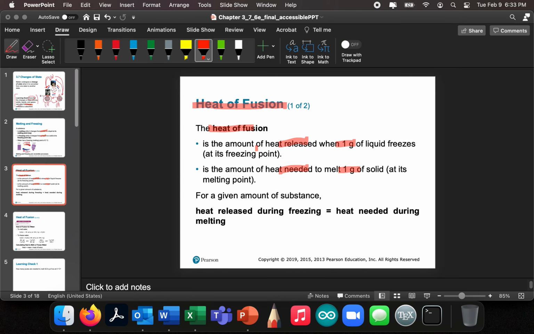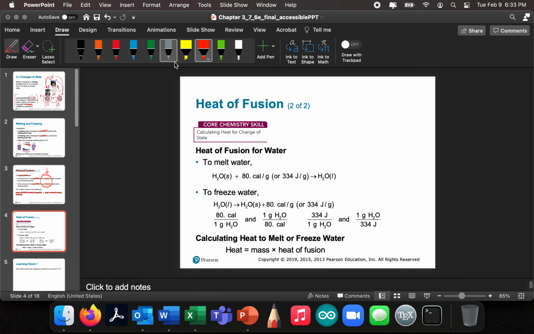Which is kind of like what we did before with specific heat. We did 1 gram, 1 degree centigrade for specific heat. Now we're going to do 1 gram to freeze or to melt, and that'll be called the heat of fusion. The heat of fusion released during freezing is exactly the same as the heat needed to melt the stuff. It's just the backwards of it. So our core chemistry skill then is calculating the heat for change of state.